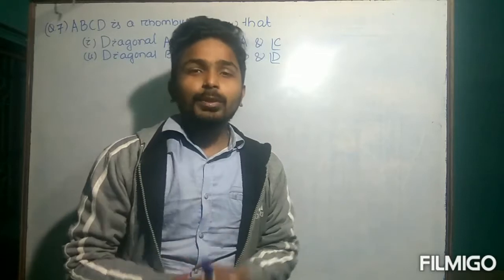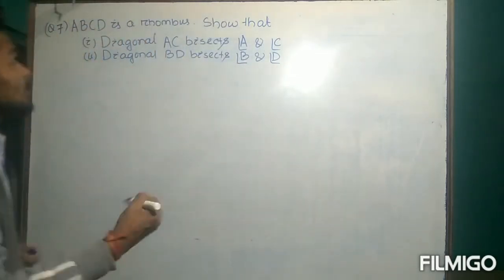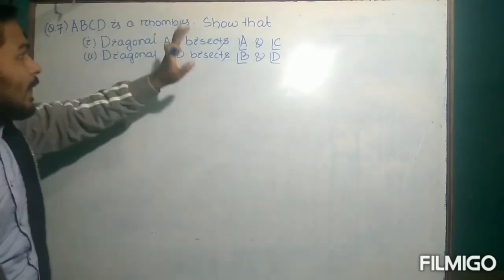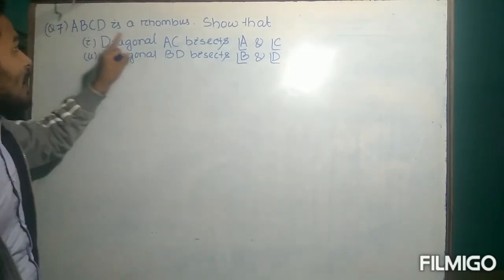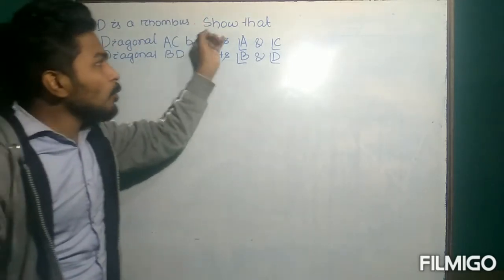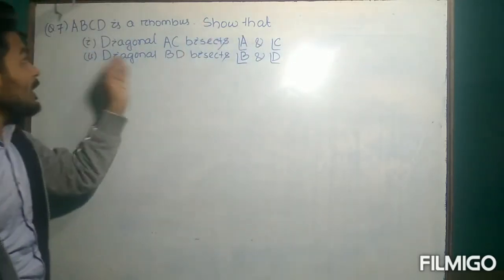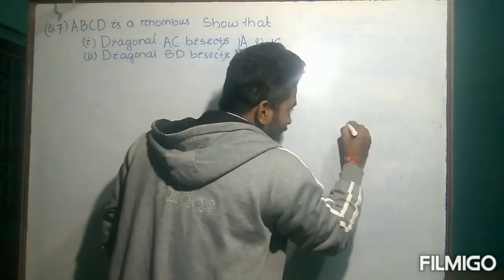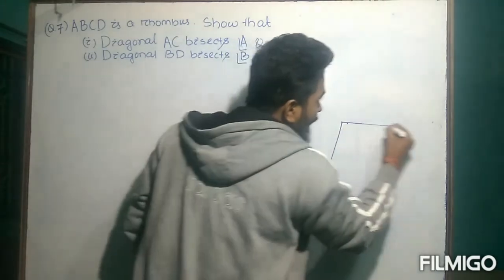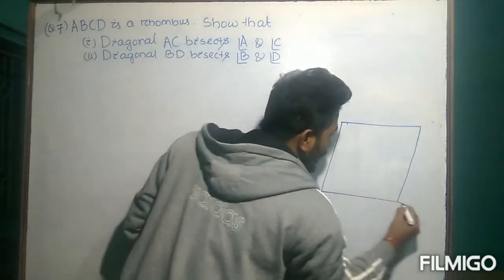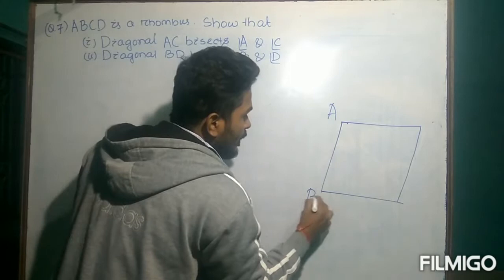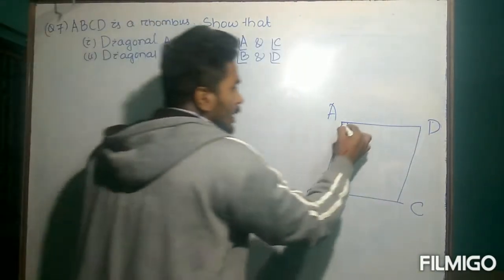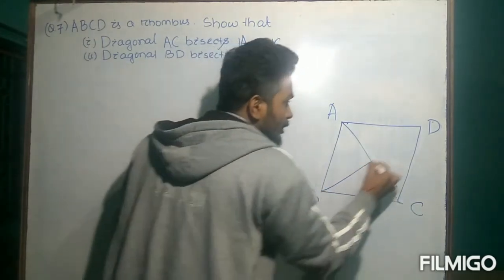So students, let's move to question number 7. In question number 7, we have to prove that if ABCD is a rhombus, then diagonal AC bisects both angles A and C, and diagonal BD bisects both angles B and D. What is given here? It is given that ABCD is a rhombus, so it has two diagonals, AC and BD.